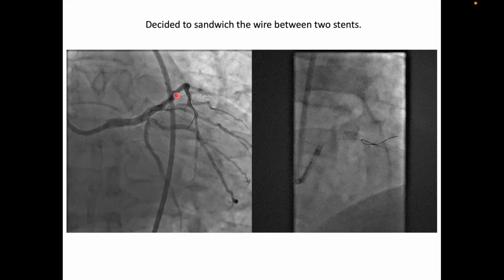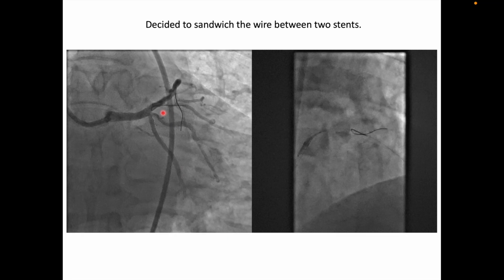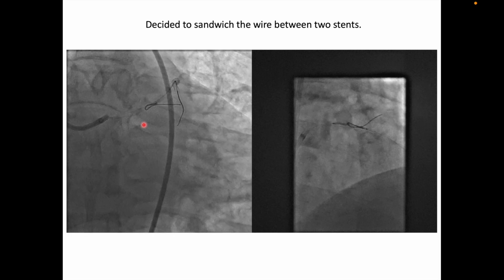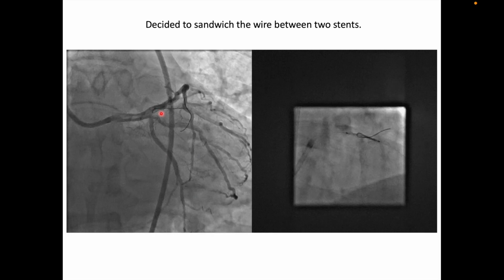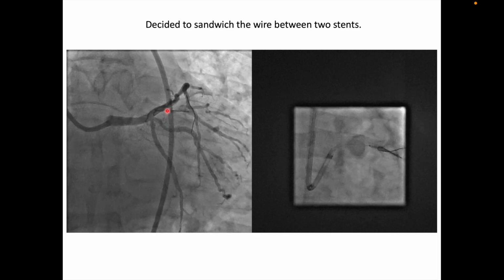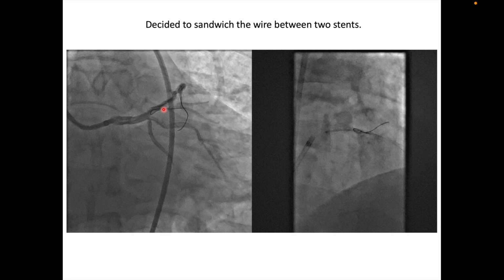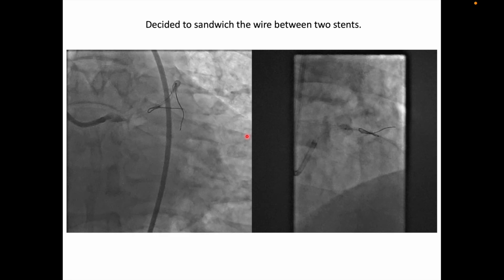We dealt with this, and the next thing we thought, this is a good position of the wire. Finally, we've managed to take it out of the left main stem, and with the help of the IVUS, it is now sitting inside the LAD stent. So let's sandwich this part of the wire in the LAD stent. So that's what I did.